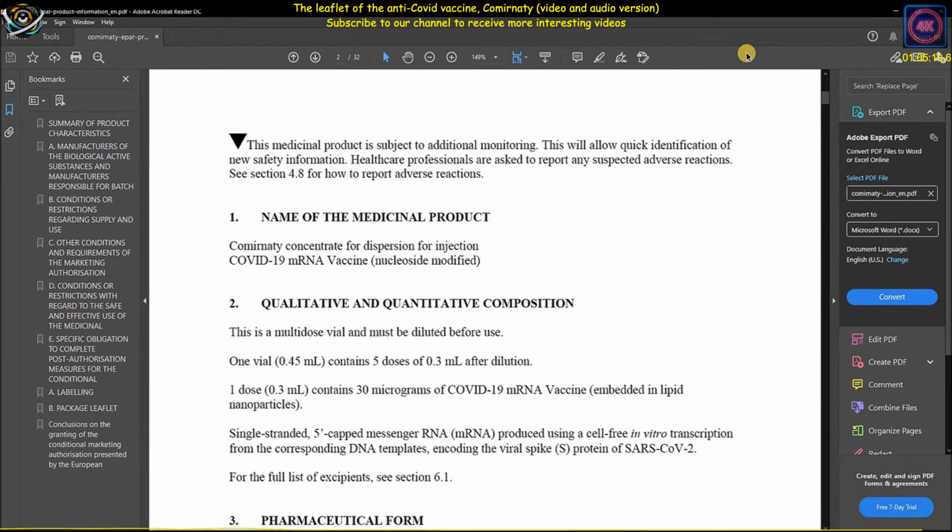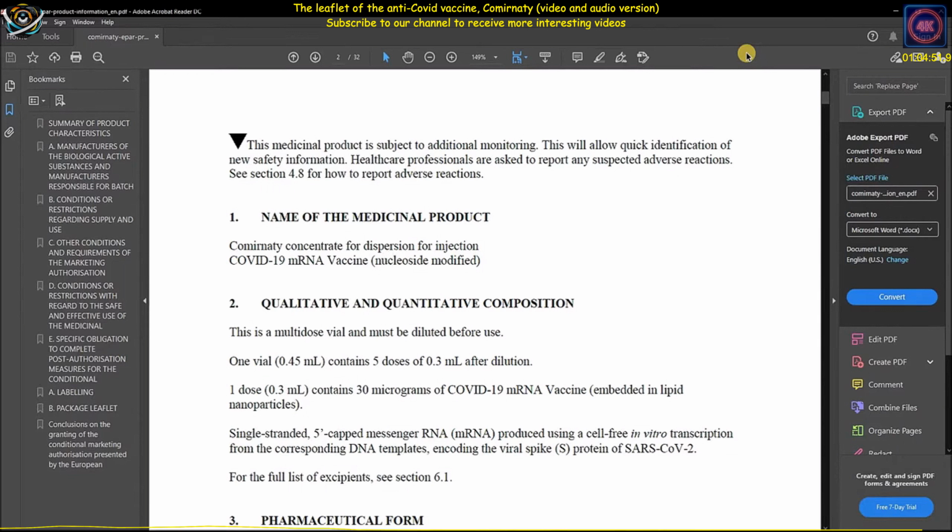1. Name of the medicinal product. Comirnaty concentrate for dispersion for injection. COVID-19 mRNA vaccine, nucleoside modified. 2. Qualitative and quantitative composition. This is a multi-dose vial and must be diluted before use. 1 vial, 0.45 ml, contains 5 doses of 0.3 ml after dilution.